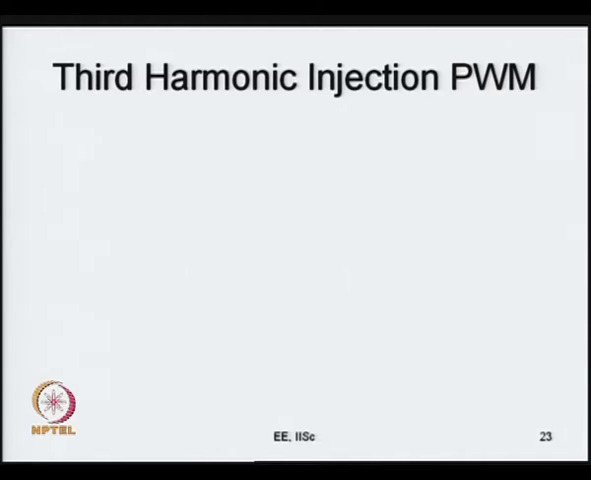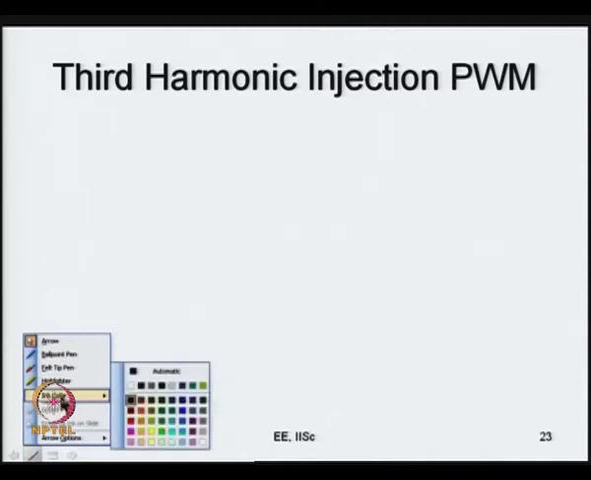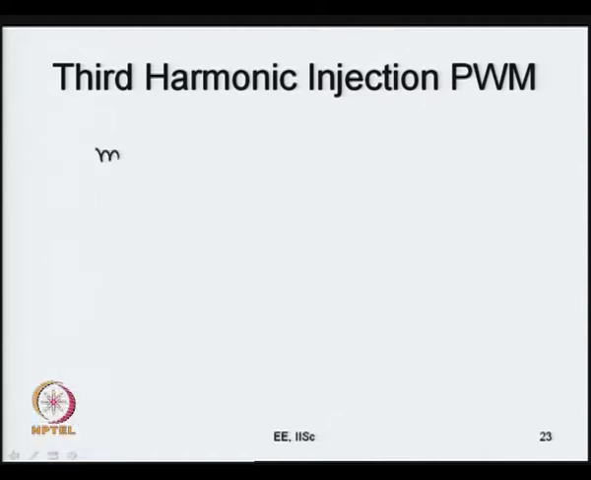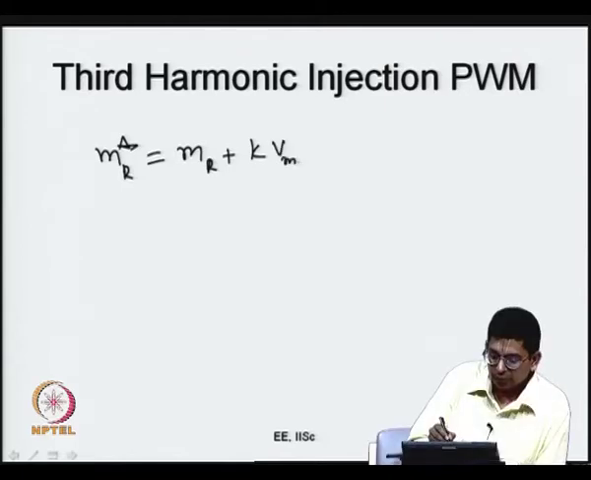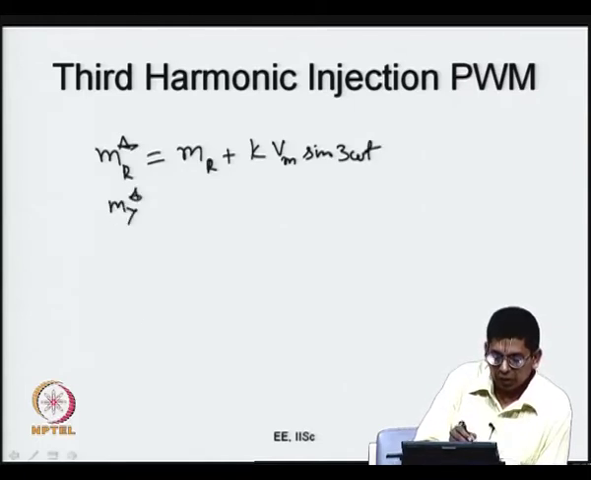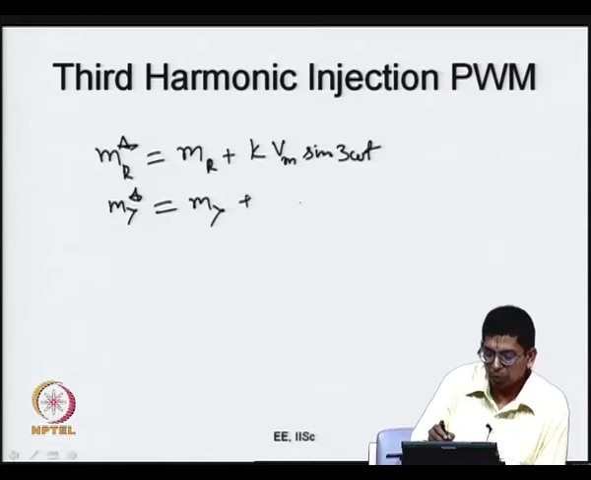Now I can write down a few equations here. So, what I am trying to do here is take MR star equals MR plus K times, MR, I am sorry, MR is Vm sin omega t, K times Vm sin 3 omega t. I can again say MY star equals MY plus the common mode component, which is ditto. MB star is equal to MB, which is the sinusoidal signal, plus the same thing.